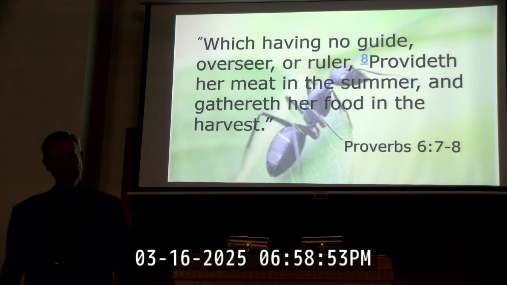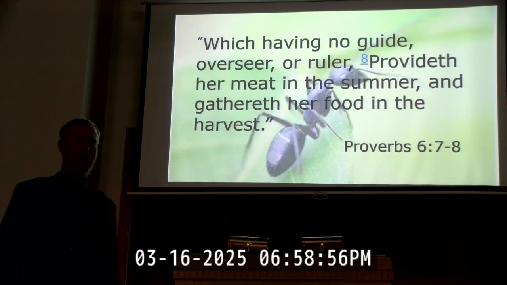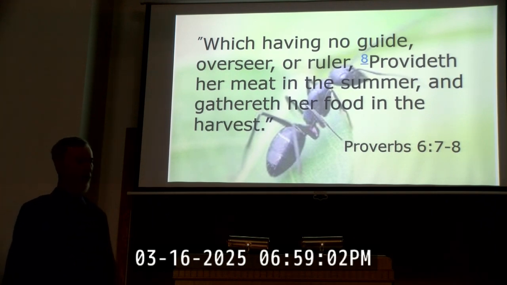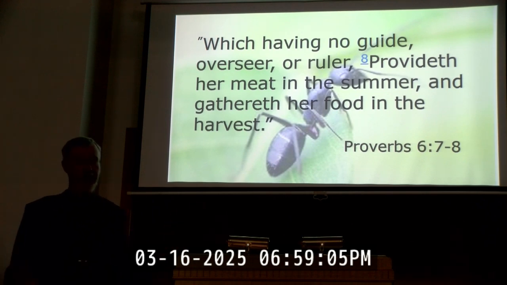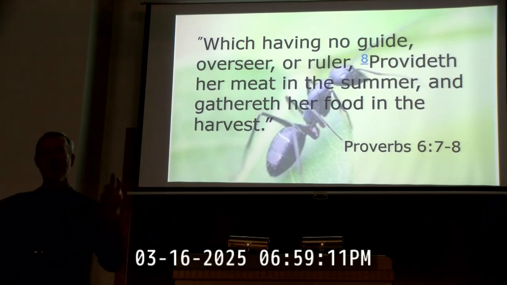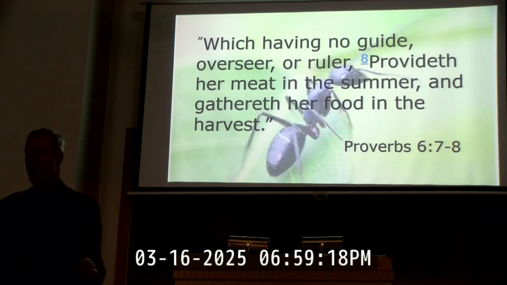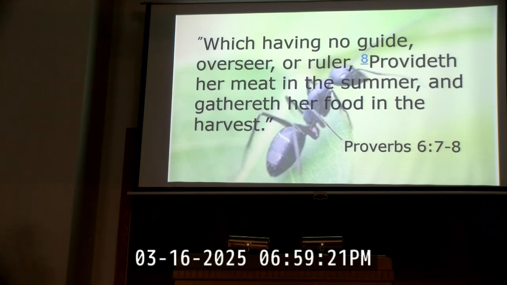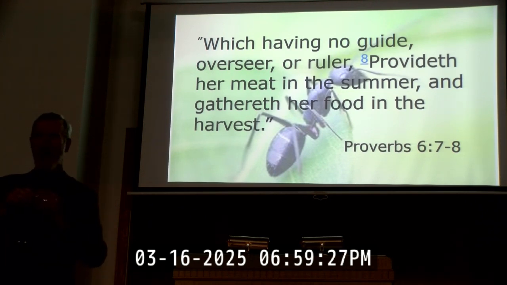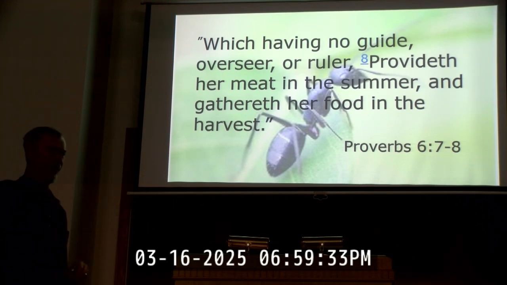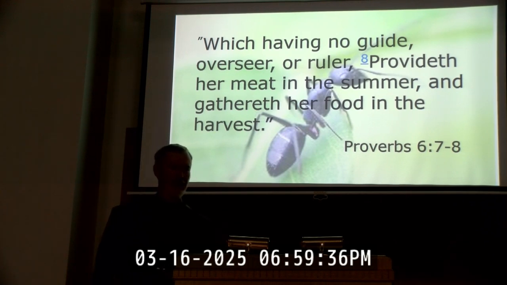Well, if we continue with Solomon's statement about the ants, of course by the inspiration of God in verse 7 and 8, which having no overseer or ruler, again, the ants don't have a head ant, a president ant, a king ant, an emperor ant who tells them, this is what needs done. No, they all just know how to do it, and yet they start off with one single queen and one male worker who fertilizes her, and then the babies are born, and they then know how to do all the stuff that they do. Provideth her meat in the summer, and gathereth her food in the harvest.